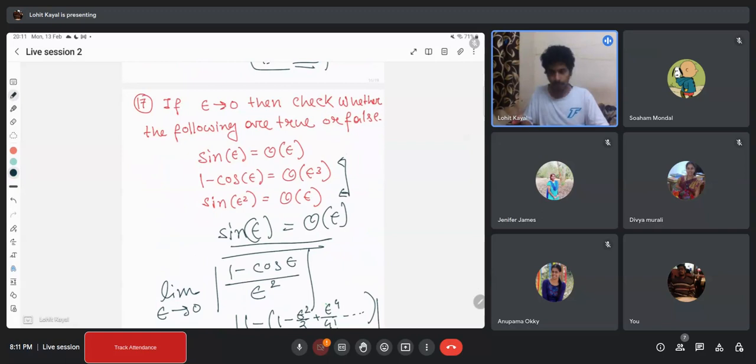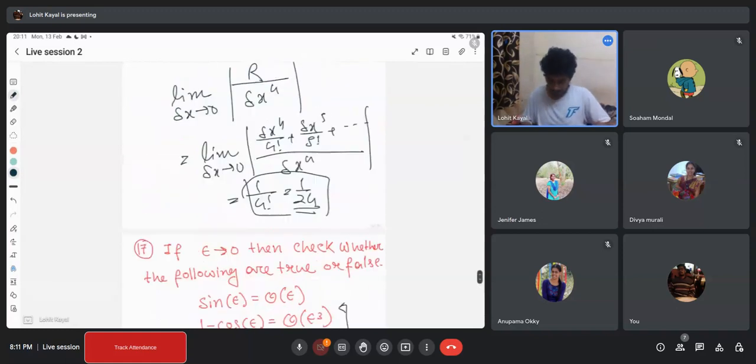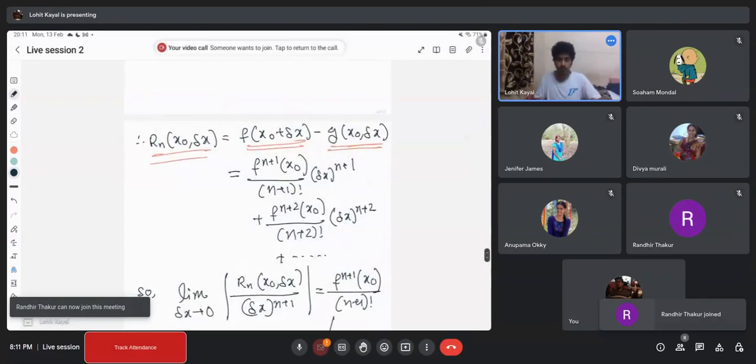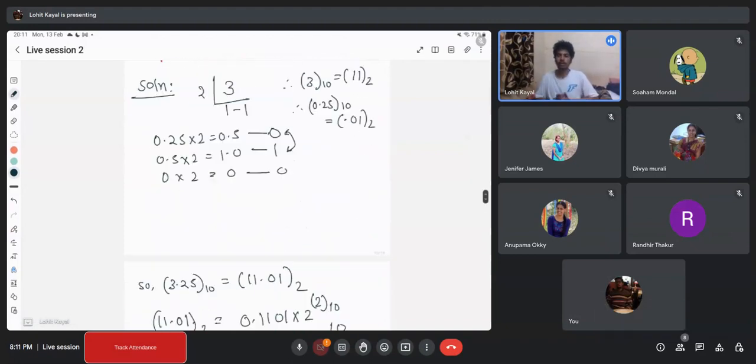Now if you proceed similarly, you will find that sine epsilon square is not of order epsilon. Okay, it is of order epsilon square. The same exercise, just try. So far I have covered some of the theoretical part.